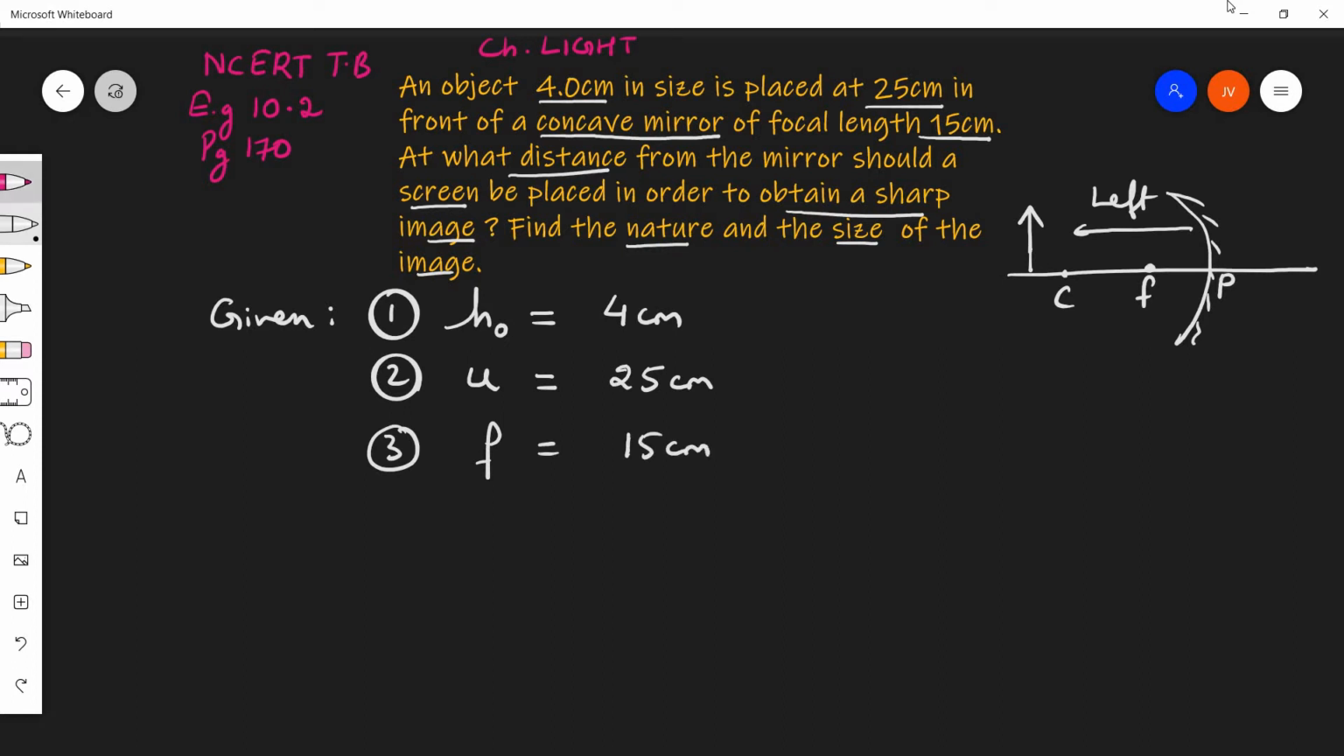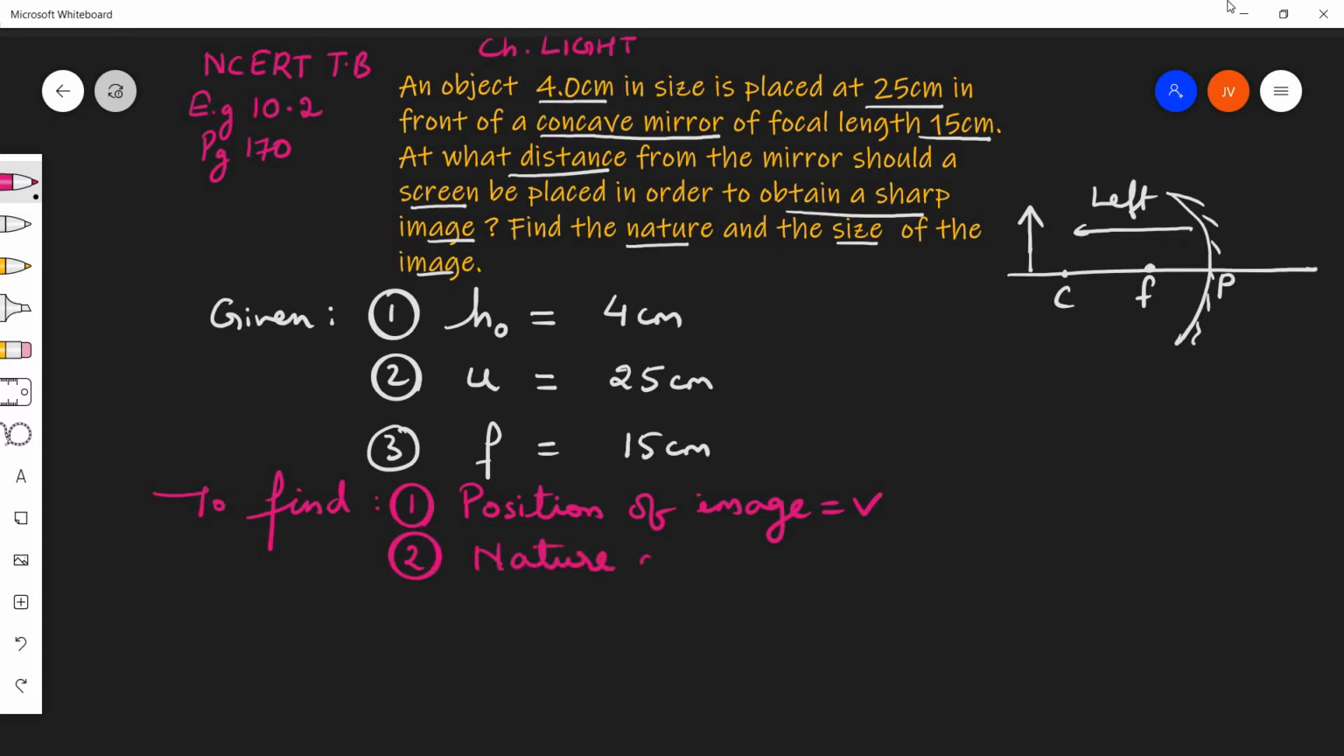With this information, we have to find where the screen has to be placed to receive a sharp image. That means we have to find position. Screen is a place to obtain image. So distance between screen and the mirror, that means position of image. We have to find position of image, that is V. We have to calculate. Other than this, we have to find nature of image.